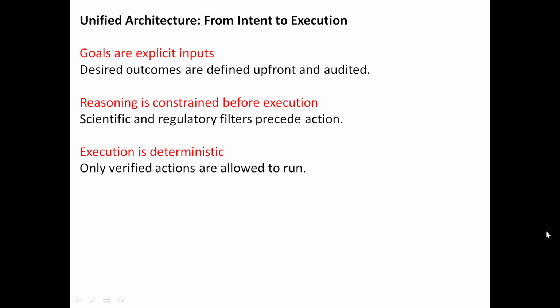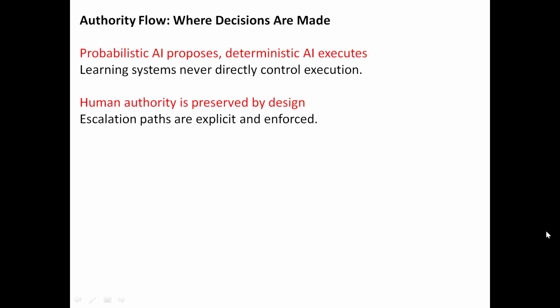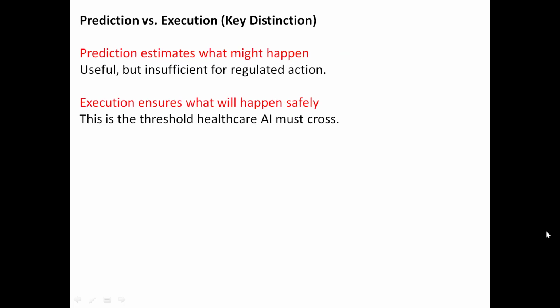It's a key area that we are going to apply in different layers of healthcare applications. And this is where the decision is made: the probabilistic AI proposes and the deterministic AI executes, right? Because human authority is preserved by design. Prediction compared to execution: prediction estimates what might happen, so it's useful, but insufficient for regulated action. And execution ensures what will happen, safely.